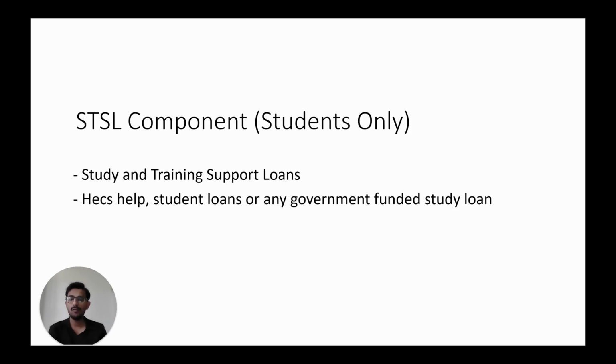If you're a student or if you have any debt with the government, you also have to pay on top of your tax what is known as the STSL component. That is your study and training support loans. These include your HECS-HELP, student loans, or any government-funded study loan. This is the amount of money that you pay each pay period on top of your tax to the government to repay your debt.